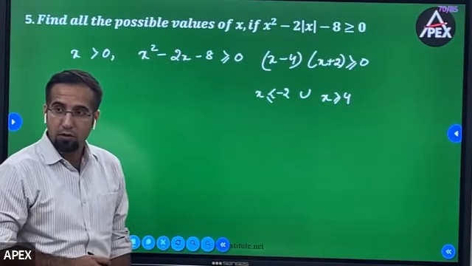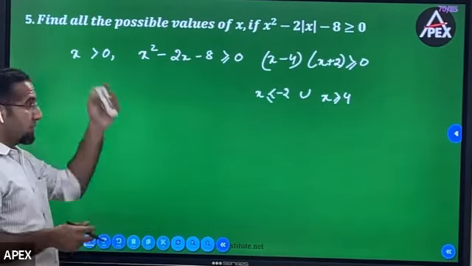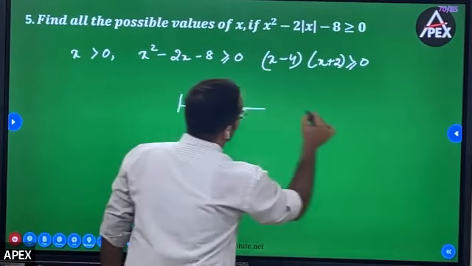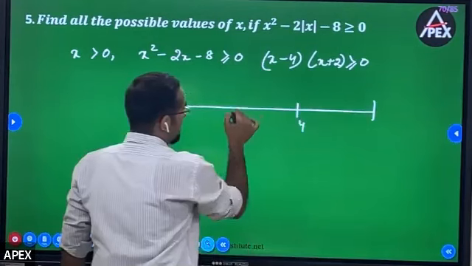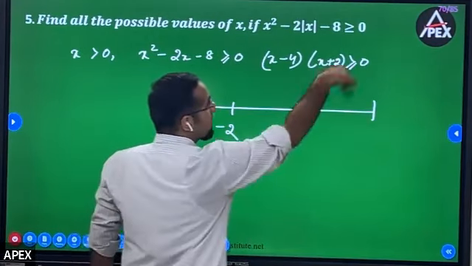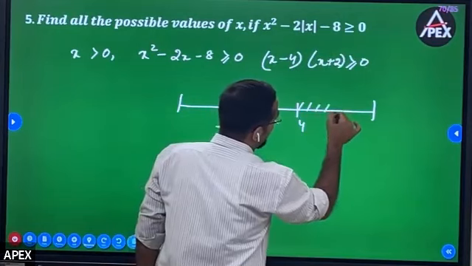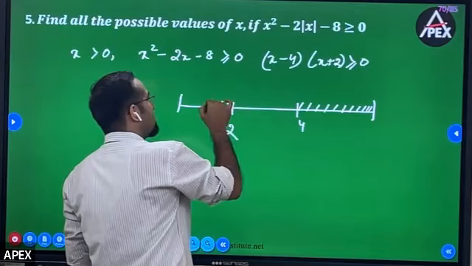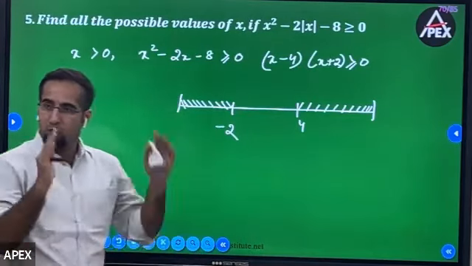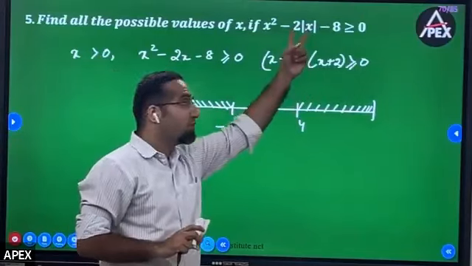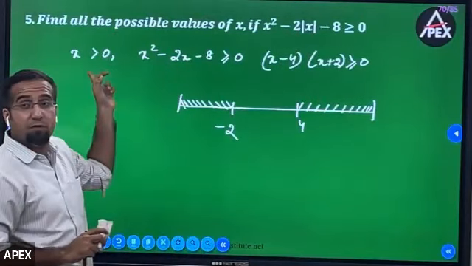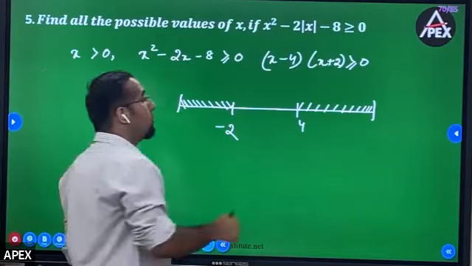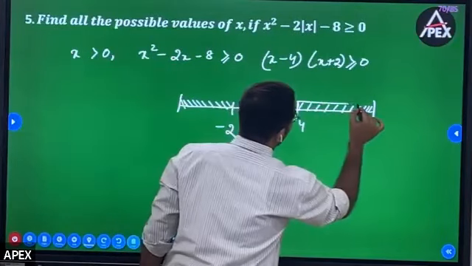Now, the point is, let me draw this on a number line. Let's not be in a hurry. I have one root as 4, the other root as minus 2. The sign is greater than or equal to. So this zone will satisfy, number 1. At the same time, this zone will satisfy as per this inequality, including 4 and minus 2. But since this is a question of modulus, my job is to cross check with the base equation. What is the base underlying assumption? That x is greater than 0. If x is greater than 0, then only these values will satisfy.